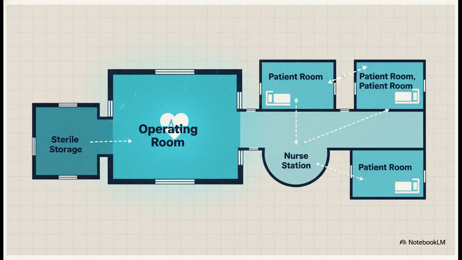Or how about a hospital? Primary action happens in the operating rooms and patient rooms. But where do they keep the sterile instruments? At an ancillary sterile storage room. Where does the support staff coordinate care? From an ancillary nurse station. These spaces are functionally critical to the main medical stuff going on.